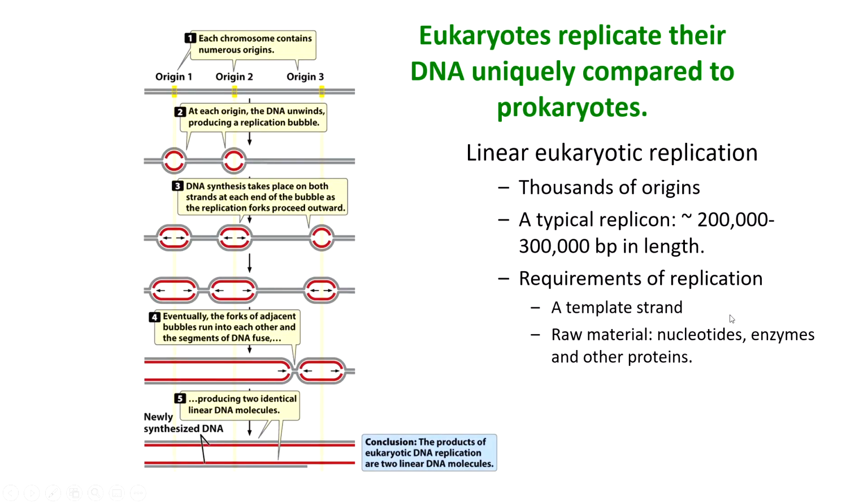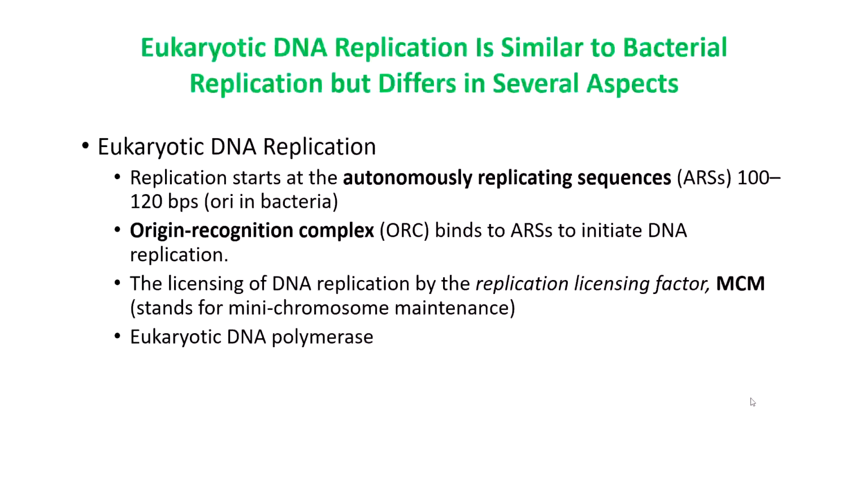Some of the requirements of replication are the same. So we need a template strand, we need nucleotides, we need enzymes and other proteins to facilitate the process. And this happens in a semi-conservative manner, just like it does in prokaryotes. So there's differences and there's similarities. So let's talk about the differences now.